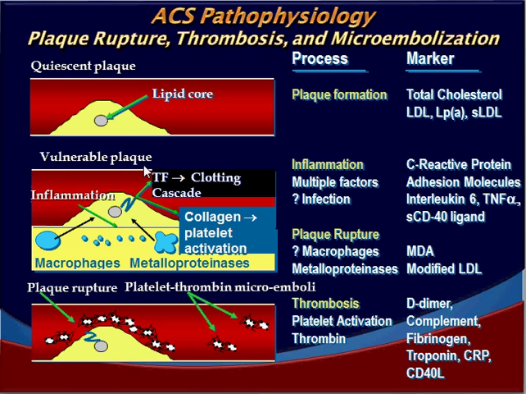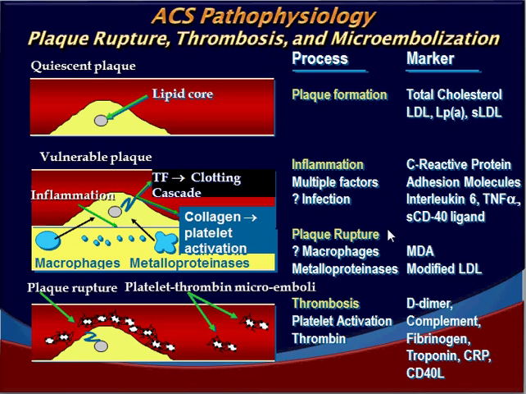When there is a vulnerable plaque, there will be tissue factor that leads to clotting cascade, and then there will be inflammation, there will be collagen, that is platelet activation, macrophages are brought into the lumen of the subendothelial space, metalloproteinases are produced. So inflammation, multiple factors, peri-infection, all of them contribute to the vulnerability of the plaque. How do you know that there is inflammation? By C-reactive protein. Multiple factors like adhesion molecules, interleukin 6, tumor necrosis factor alpha, SCD40 ligand, all of them are markers about the inflammation and the infections there.